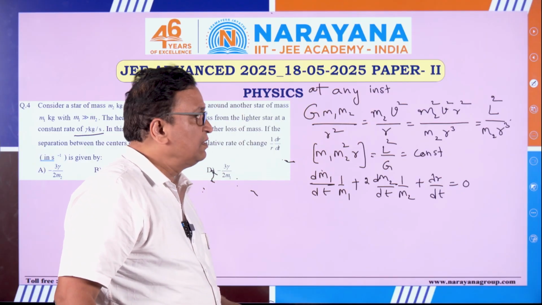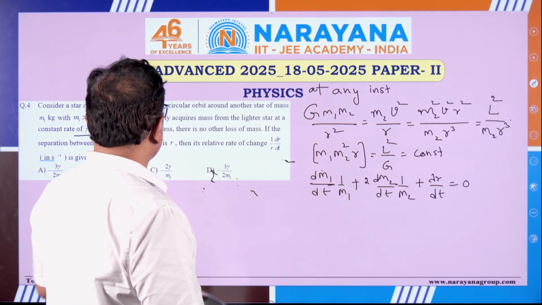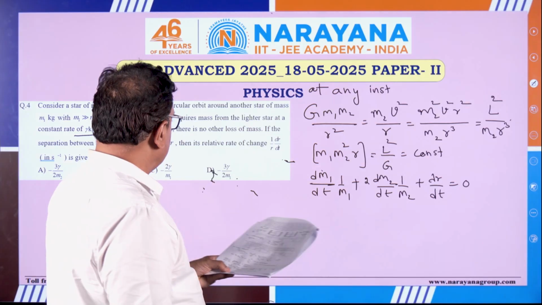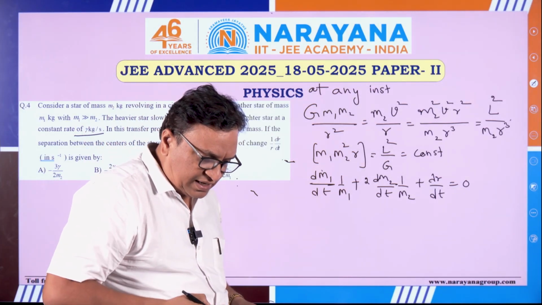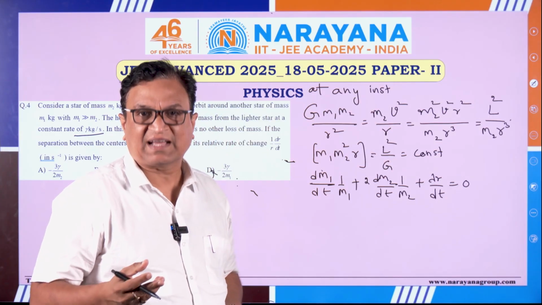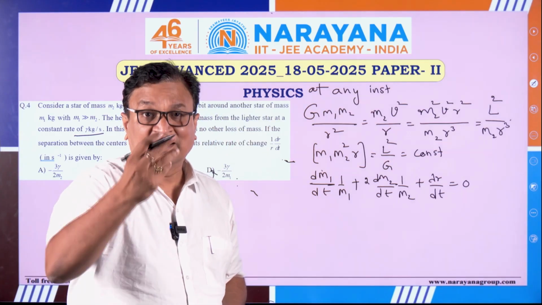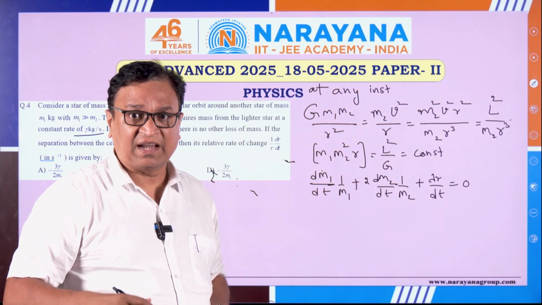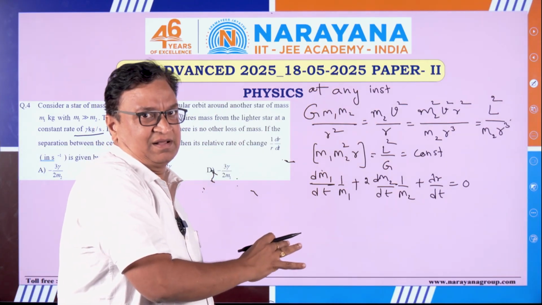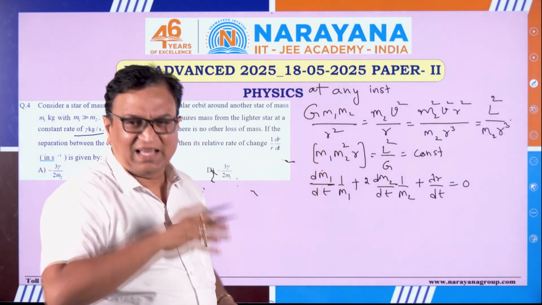Right. So what is dm1 by dt? See what they are giving earlier. Please try to understand. I am losing at a rate of kg per second. The other end is receiving at a rate of kg per second. This is my understanding, and that's how I have done this question. So ambiguity lies here only.